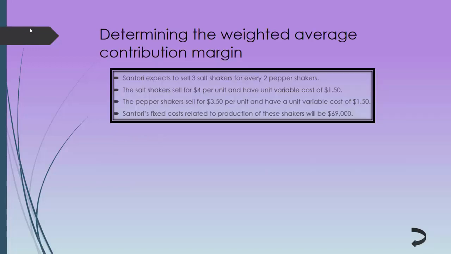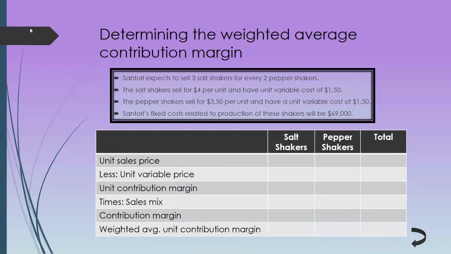Well, now we need to determine our weighted average contribution margin. And we're going to do so by using this table. So let's start with our salt shakers. Unit sales price. Given in our information, they're going to sell each salt shaker for $4. The pepper shaker sells for $3.50. That is the pepper shaker's unit sales price. Let's subtract out our unit variable cost. Each shaker, regardless if it's a salt shaker or a pepper shaker, is going to cost $1.50 to produce. Well, we can figure out our unit contribution margin for our 2 distinct product lines. The salt shaker is going to have a unit contribution margin of $2.50. The pepper shaker's contribution margin is going to be $2.